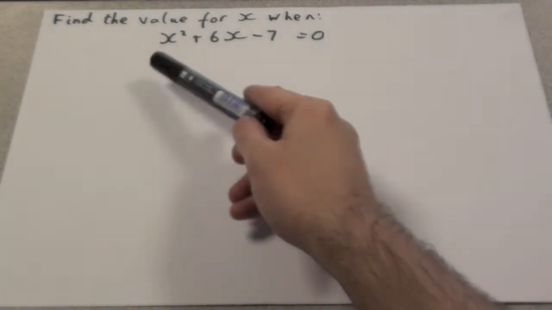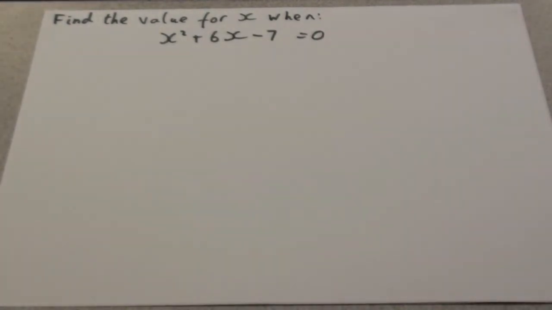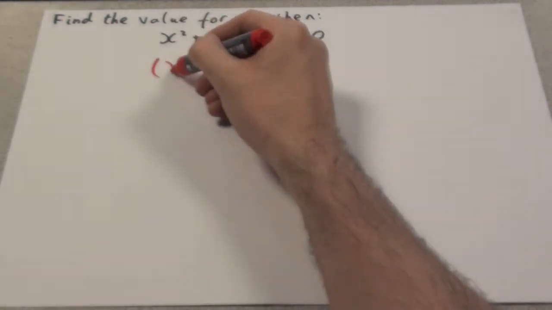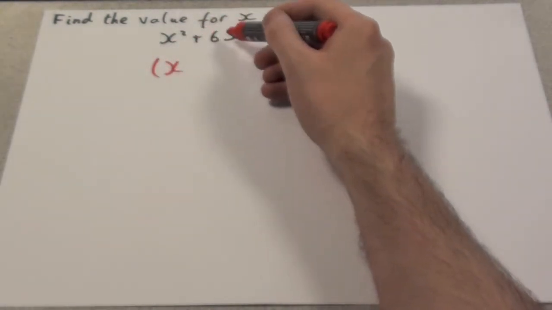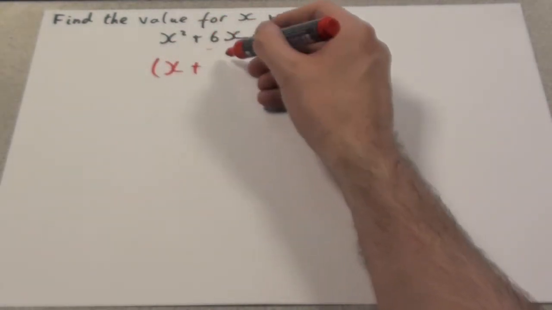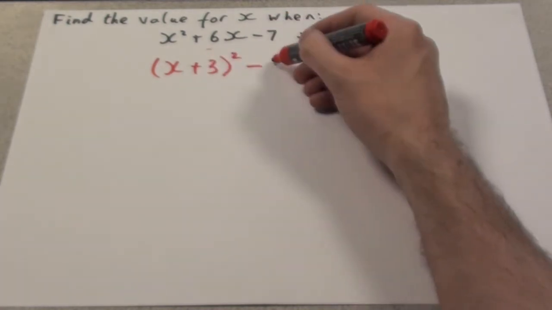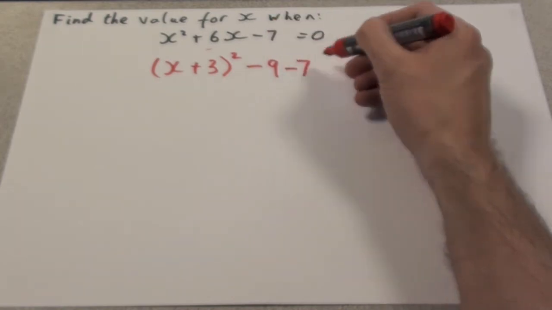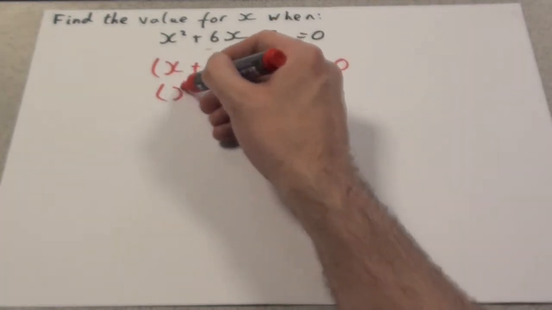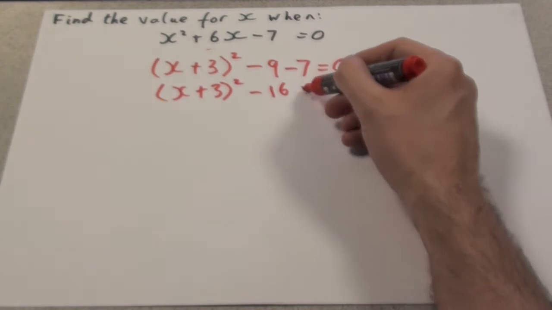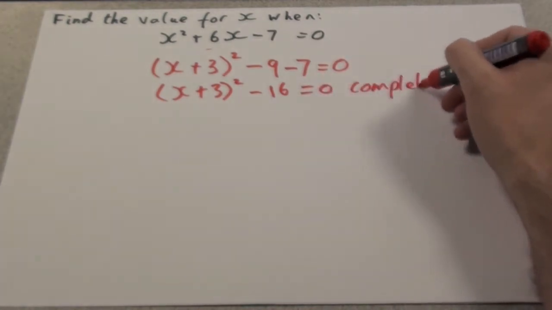Now, find the value for x when x squared plus 6x minus 7 equals 0. First of all, we have to change it into the form of the square. So we half 6 to get 3. Then we square 3, list the negative of that square, and copy down c, which is minus 7. If we simplify, we get (x plus 3) all squared minus 16 equals 0.